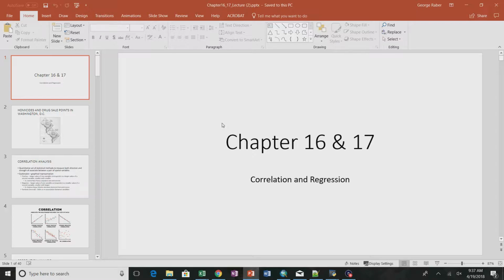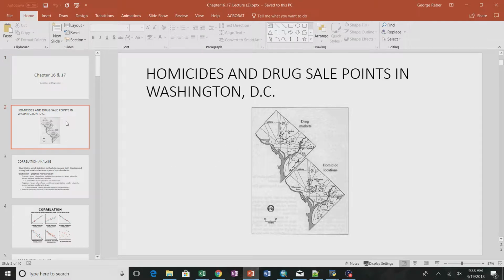We'll talk about other schedule things in a bit. Basically, this last part of the course is all about finding statistical relationships between variables. That's what part 4 is titled in the book. Here we have relationships between drug markets and homicide locations.